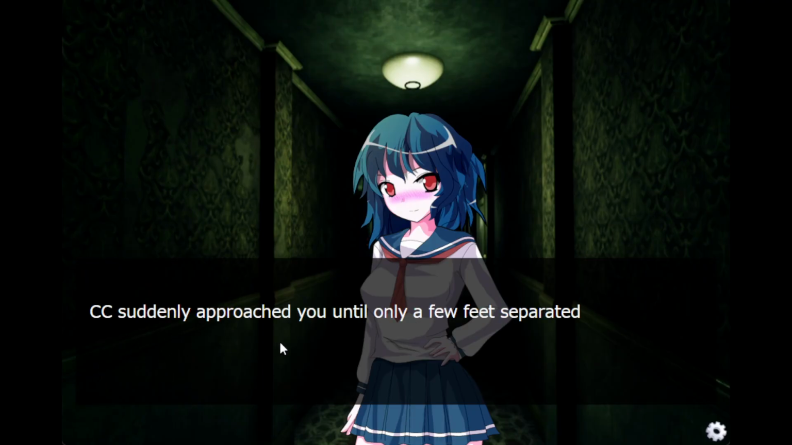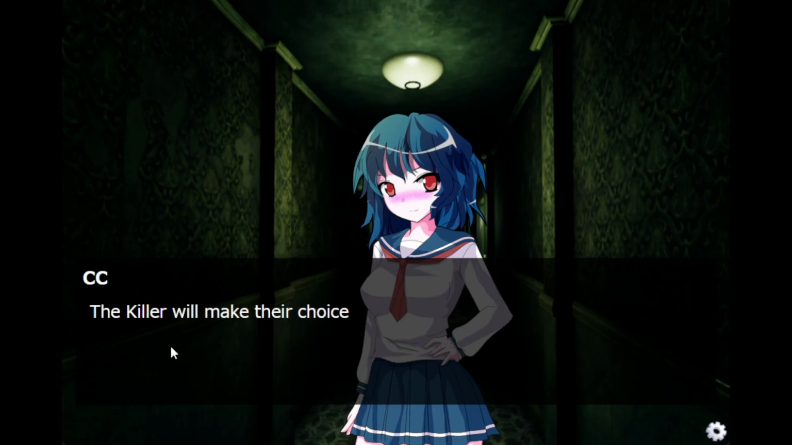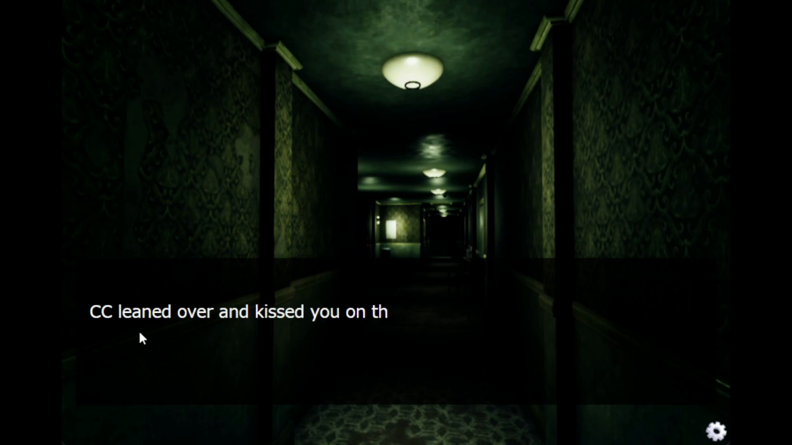Cici suddenly approached you until only a few feet separated you. The killer will make the choice tonight, but that won't matter. Whatever happens tonight will happen. Do you understand, Pachi? Not even death will separate us anymore. Cici leaned over and kissed you on the cheeks. She then waved her hand and walked into her room. You stood in the hallway for a few seconds before walking inside your room.